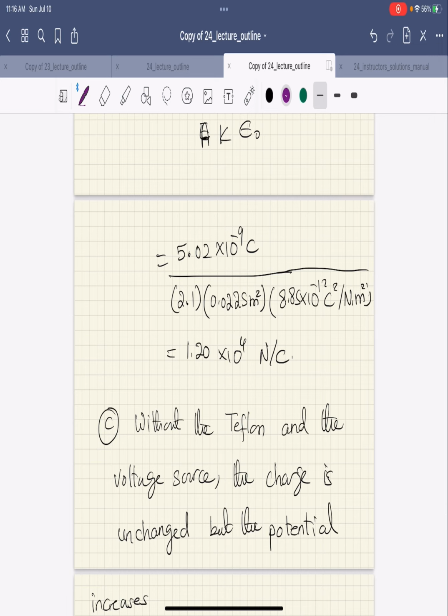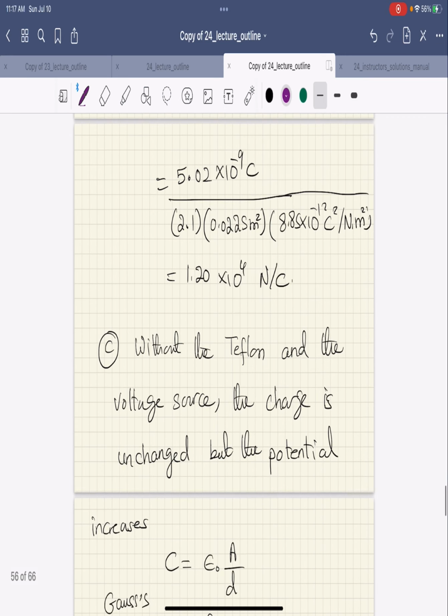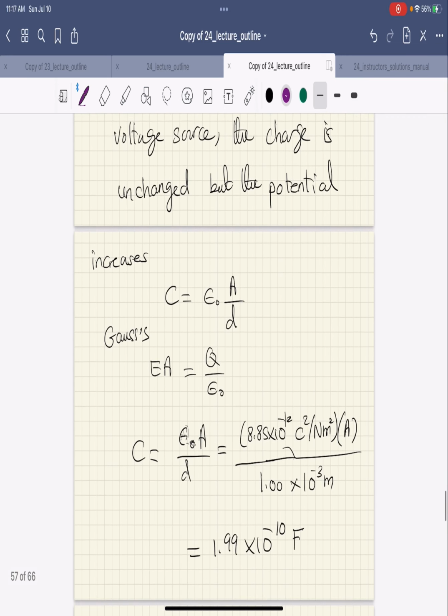Now, without the Teflon and the voltage source, the charge is unchanged. Remember, when we bring in the dielectric, the charge is going to stay the same, but the potential is going to decrease. Then when I remove the dielectric, the charge is unchanged, but the potential is going to increase.